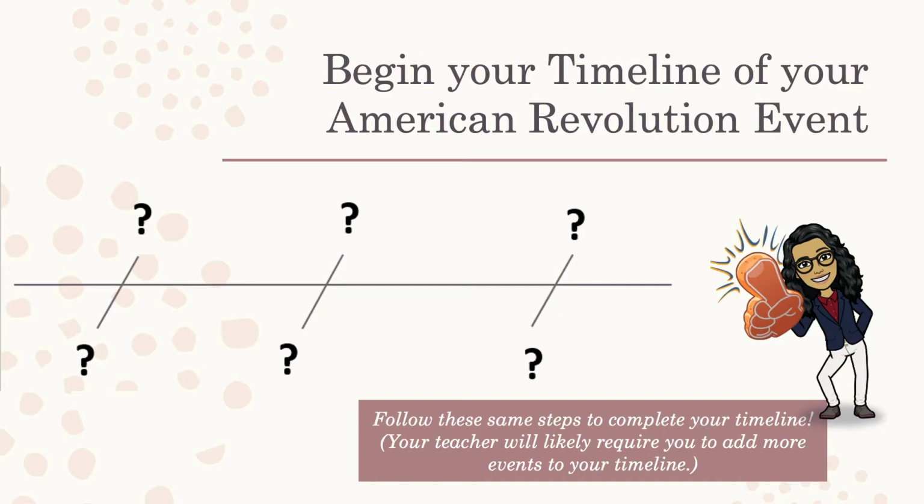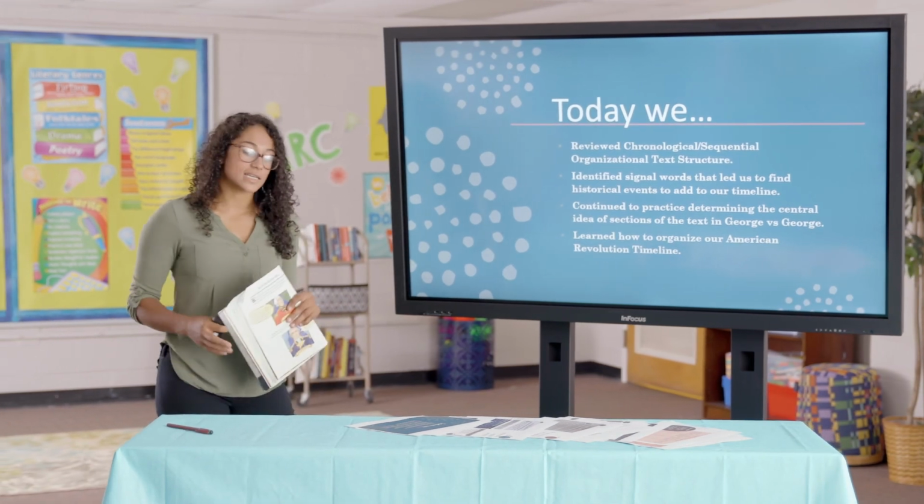So you guys are going to do the same thing with your event. You're going to look for what are some events that led up to my American Revolution event? What are some things that happened during, and how did it end? And your teacher, again, will probably have you do more than just 3 events, but you at least know how to get started. So let's review what we did today.